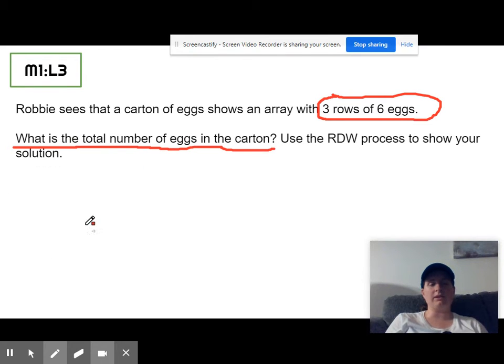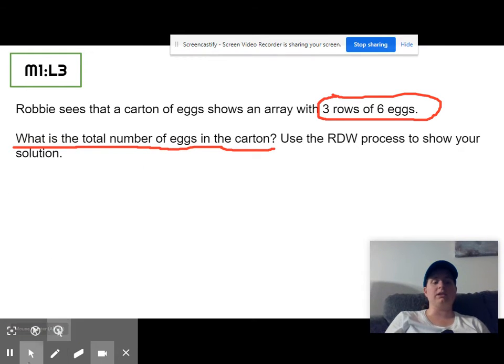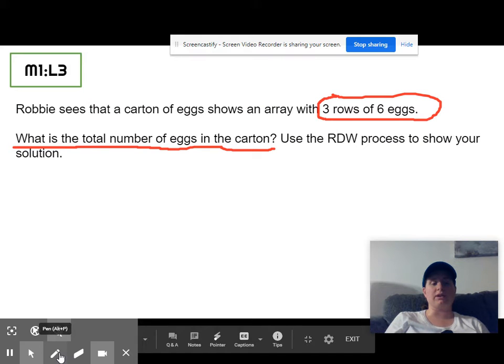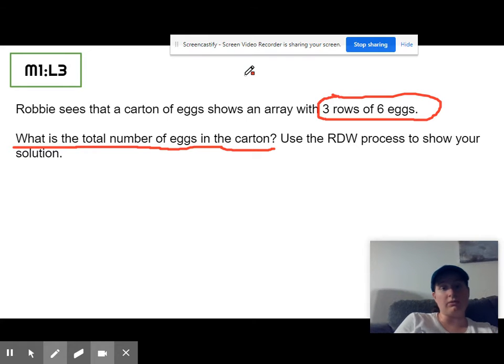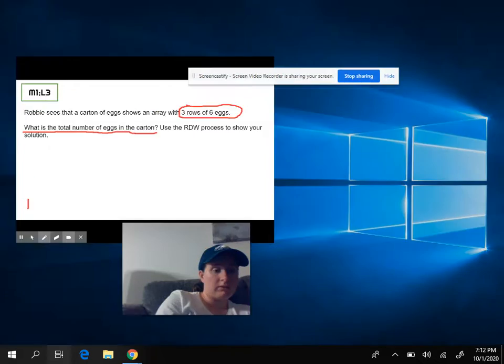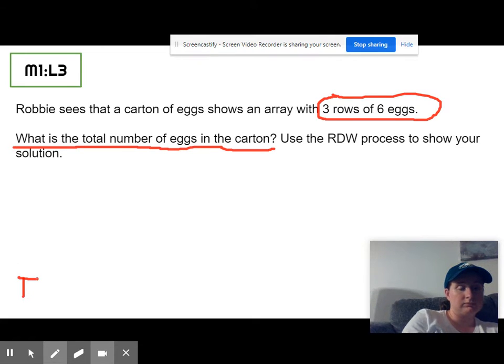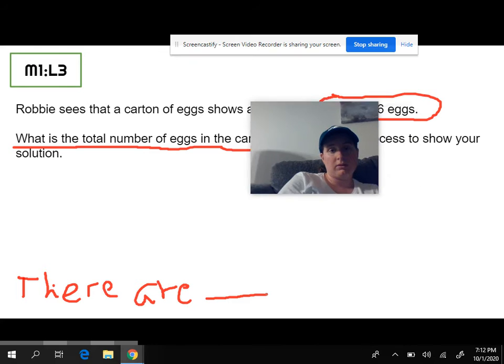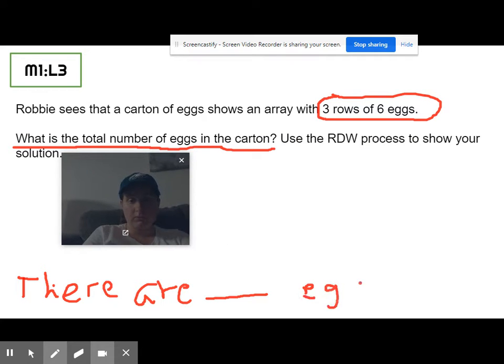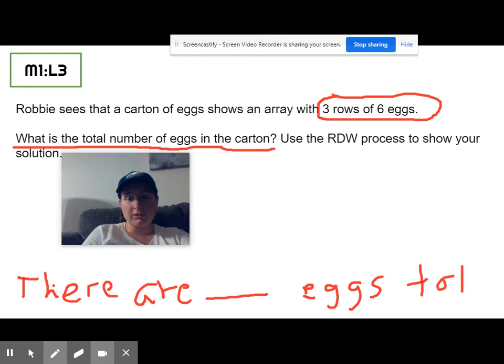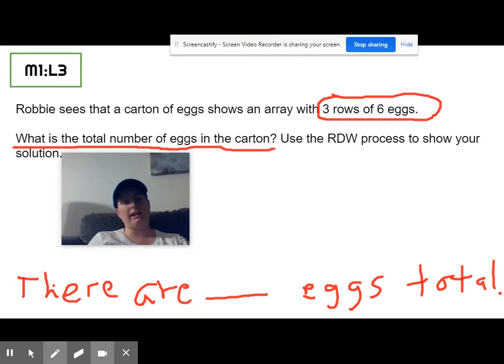Because I always like to make sure I have a sentence frame to fill the answer in so I don't lose track of what I am solving. So we need to know the total number of eggs in the carton. There are blank eggs total. That is what we can fill in for our word statement.